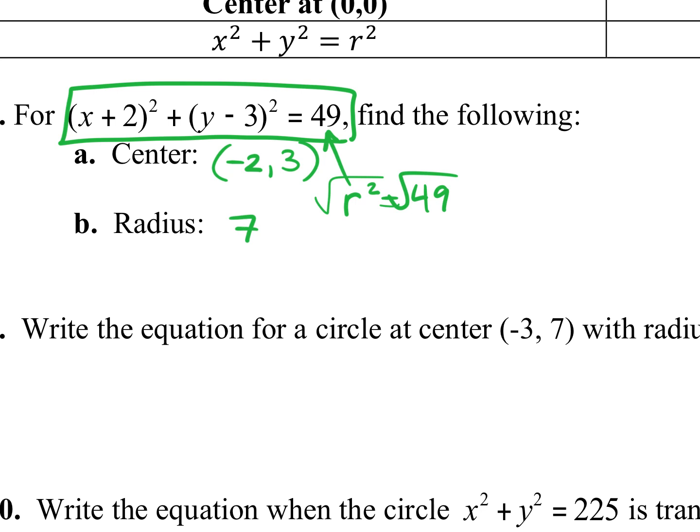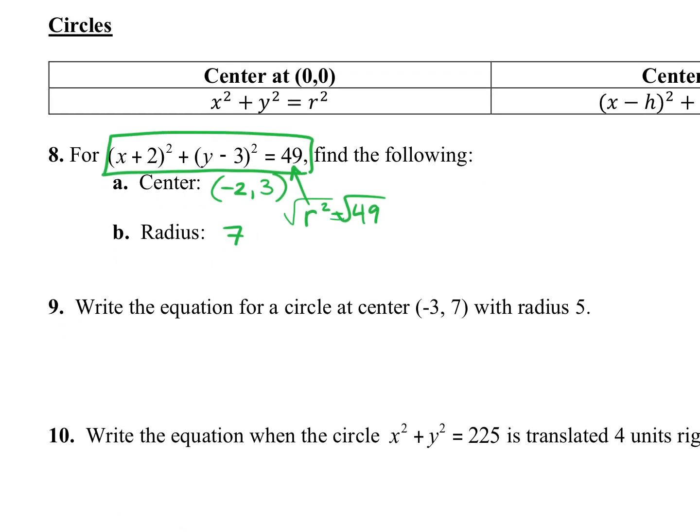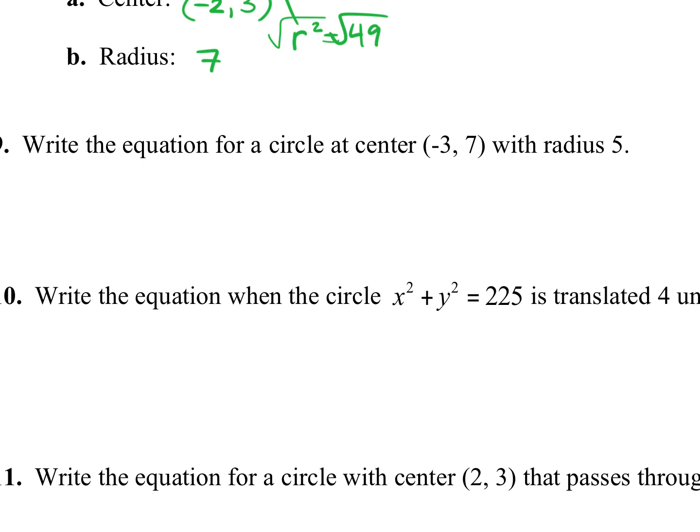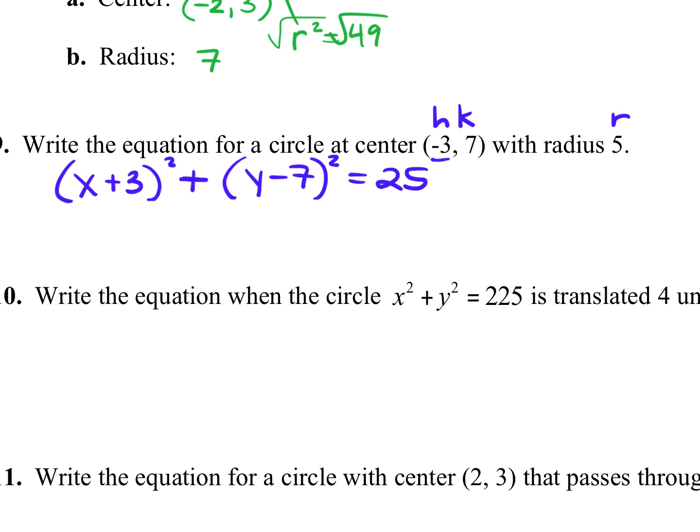Okay, so we know that this one is at HK. It's a circle now, right? Okay, write the equation for a circle with a center of -3, 7 and a radius of 5. What is -3, 7? HK. So that's HK. This is R. So it's going to be x plus 3 minus a -3. So x plus 3 squared. This is always plus, right? Then what? Y minus 7 squared equals 25. The radius squared, 5 squared.